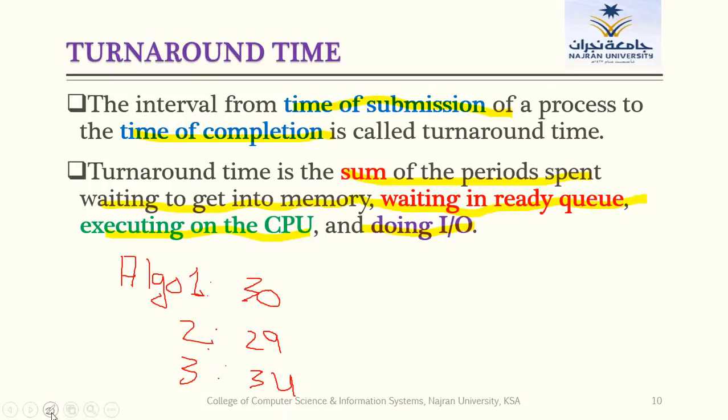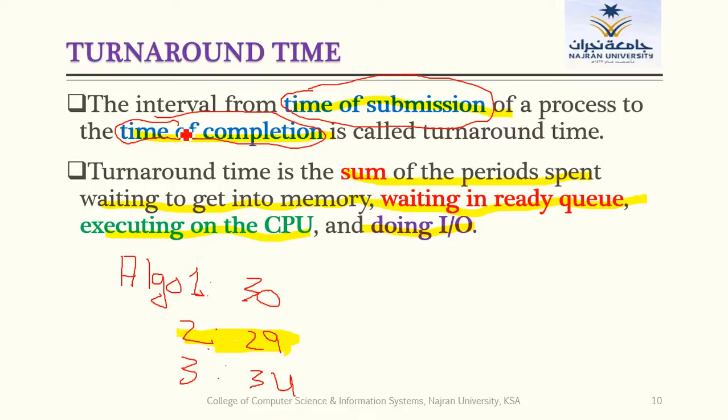So which algorithm will be best in terms of turnaround time? Here the algorithm that takes less time to finish the work will be better. Suppose algorithm 2, because it is taking 29 seconds. Algorithm 1 is taking 30 seconds. Algorithm 3 is taking 34 seconds. So here it is clearly shown that algorithm 2 is better than algorithm 1 and algorithm 3. So what is turnaround time? This is the interval from time of submission of a process to time of completion. When we have submitted the process and when it is completed. So these are the two components, time of submission and time of completion. The algorithm that takes less time will be better than any other algorithm.